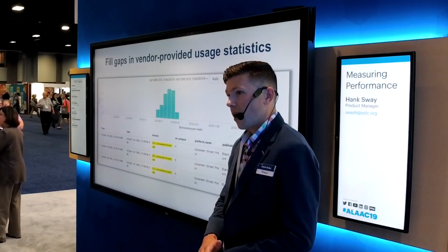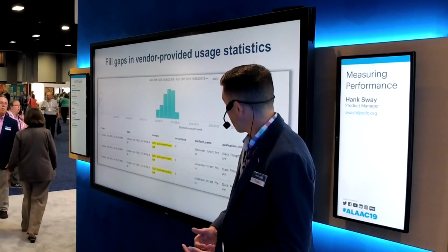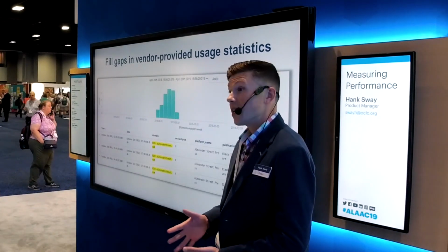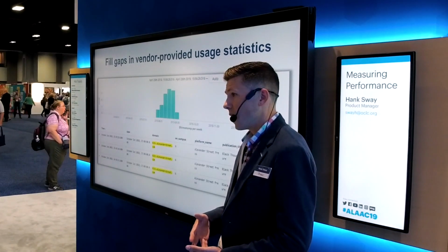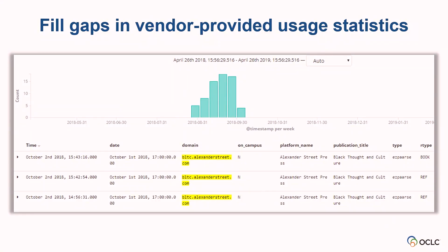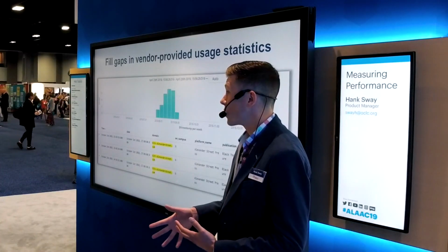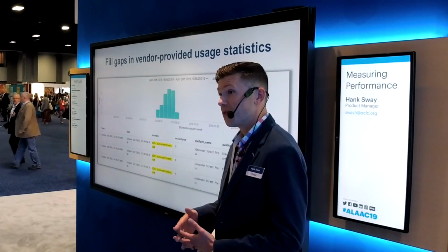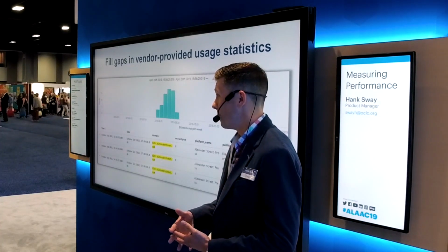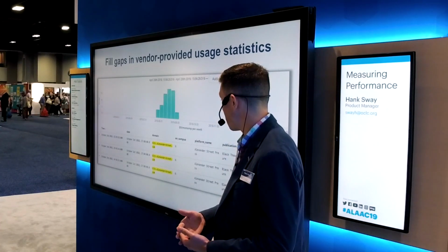We are also finding, this is an example from Claremont in California, the statistics available in this tool via the proxy logs are filling some gaps in those vendor-provided statistics. This search was for a particular journal called Black Thought and Culture, for which the librarian had never been able to get COUNTER reports before from Alexander Street Press. So we're finding a few examples where we actually have statistics for this resource for the first time. That's been quite powerful.